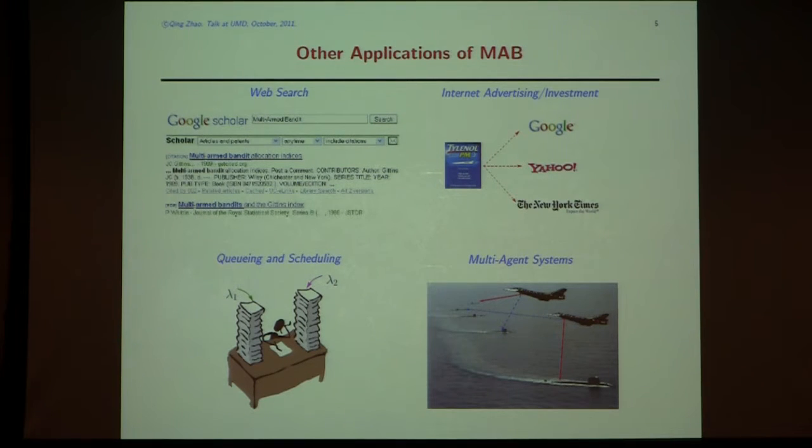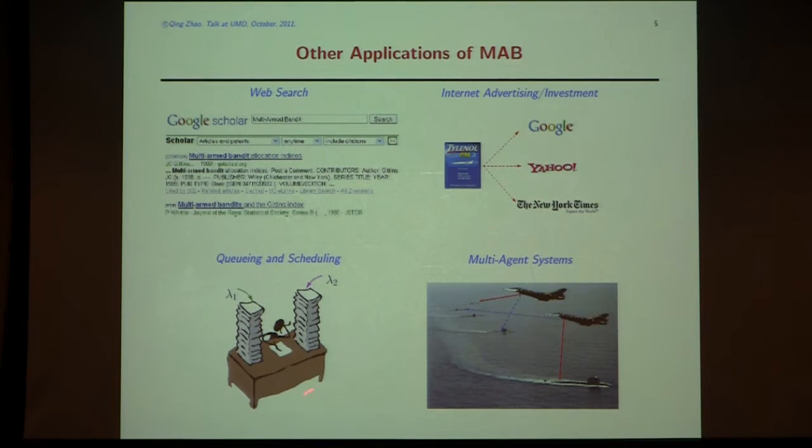So again, we can do selections and adjust our selection over time based on the number of clicks. And similarly for internet advertising or investment or dynamic pricing, we end up with similar problems. How do we select which website to post a particular ad, or select which company we want to invest in, without really knowing how rewarding each one will be, and we learn from the number of clicks or our profit in the past to adjust our selection.